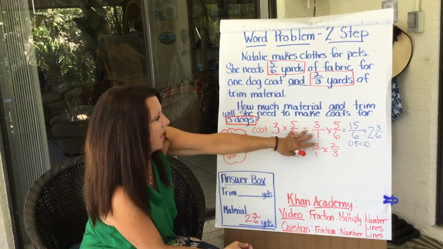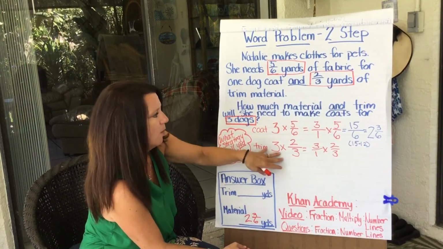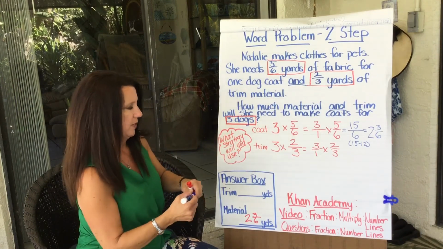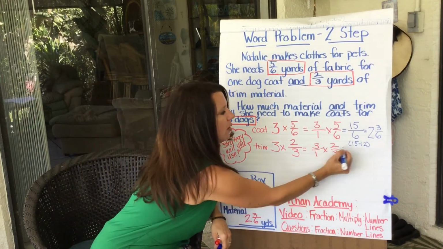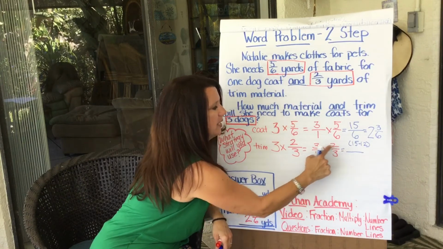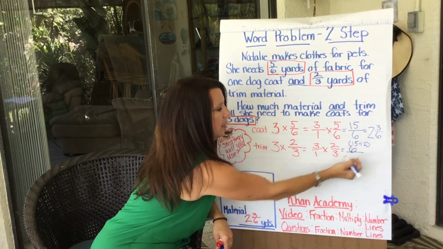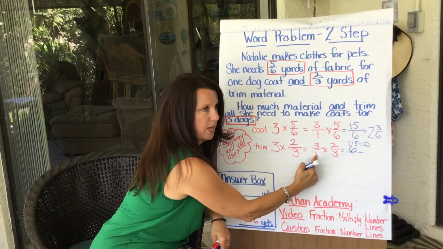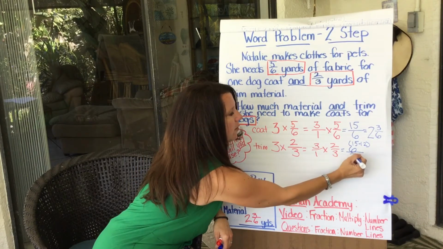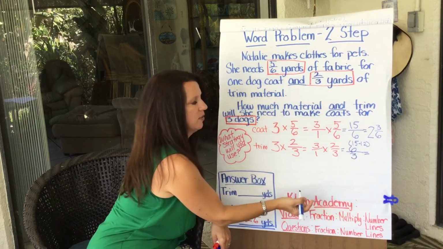All right, so we figured that out. Cool. But now we need to figure out the trim. So we're going to do it the same way. We're going to multiply across. 3 times 2 is 6. Again, identity property, any number times 1 is itself. 1 times 3, 3. Now, this looks nice and easy, right?